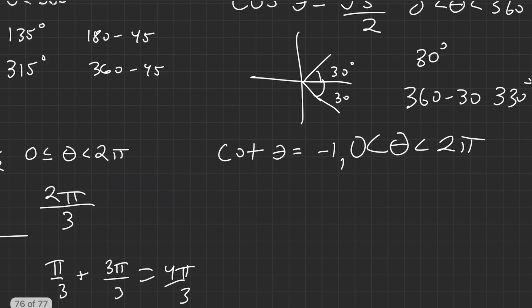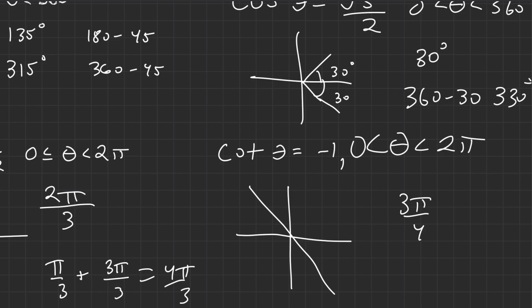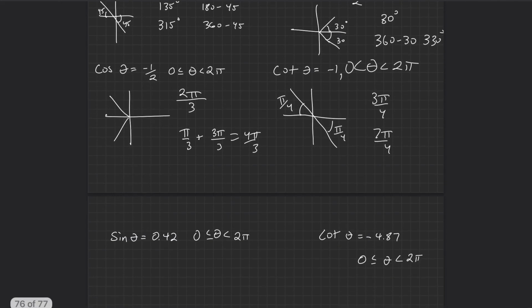And then cotangent equals -1. Cotangent will be negative in quadrant 2 and quadrant 4. So it's just going to be 3 pi over 4 and 7 pi over 4, because we'd find the reference angle, which is pi over 4, and then add and subtract. Okay, good.